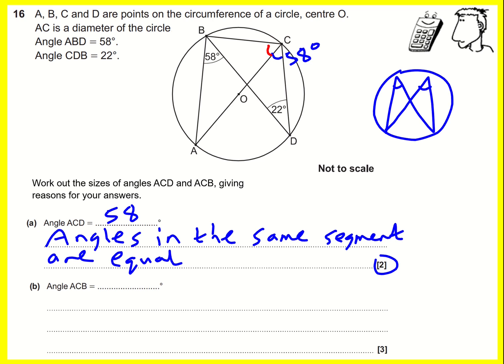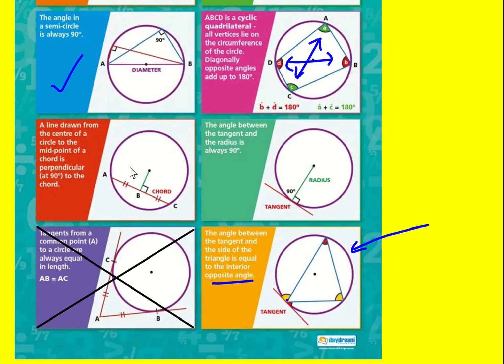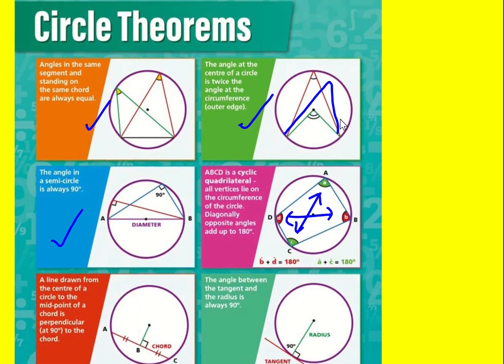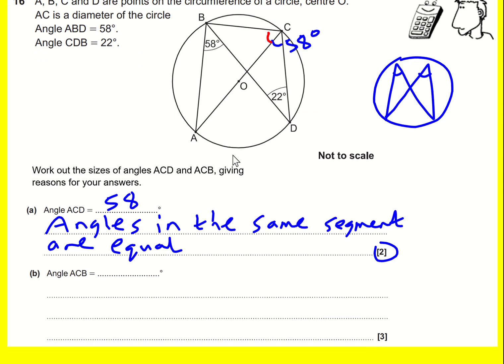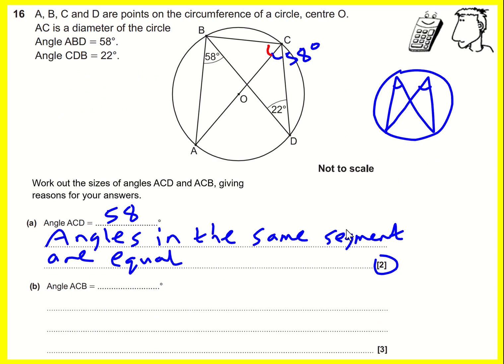So we maybe need to start thinking what other circle theorems we have not used. Well, there's no tangents in sight. There's no chords with radiuses going to the center. So I can rule out these three here. There's no quadrilateral. Okay, is there an angle at the center? Well, there is a center, but there's no angle at the center. So it's going to be the other one. It's going to be this one here. The angle in a semicircle is 90 degrees.